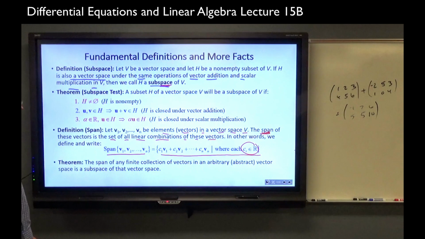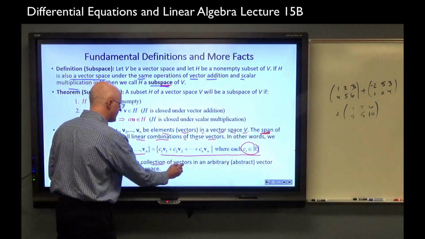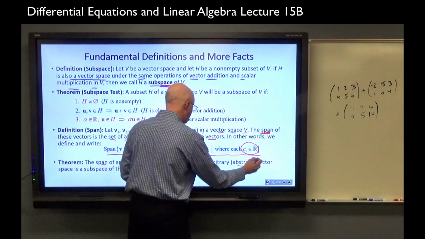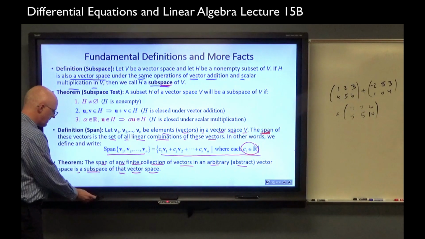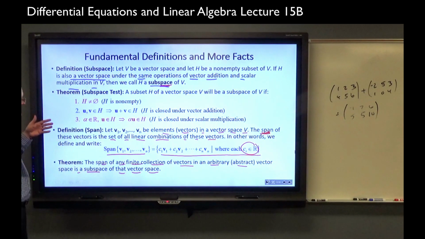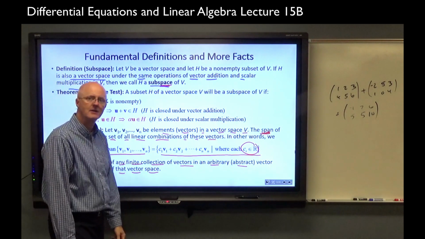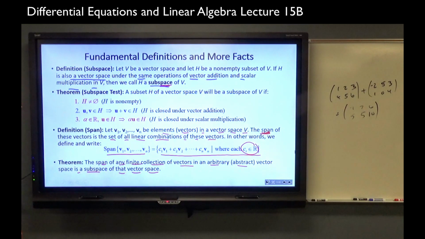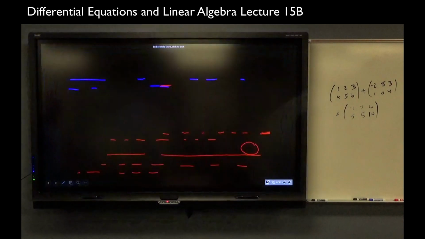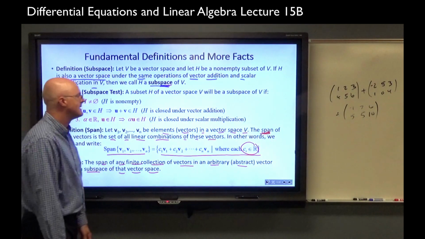Here's the theorem. The span of any finite collection of vectors in an arbitrary vector space, in an abstract setting here, is in fact a subspace of that vector space. So to prove this theorem, we would need to use the subspace test. Need to verify that the span is non-empty. That's pretty easy. Need to verify it's closed under addition and scalar multiplication. That's not too hard either. In fact, I'd encourage you to think about proving this. If you work at it hard enough, I think you could prove this. I will probably show you the proof in lecture 16b, but for the moment, take it as an example. This is not easy stuff.